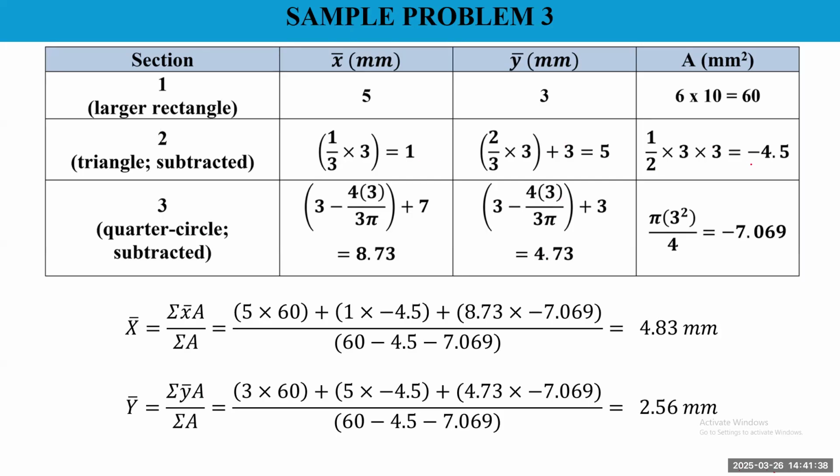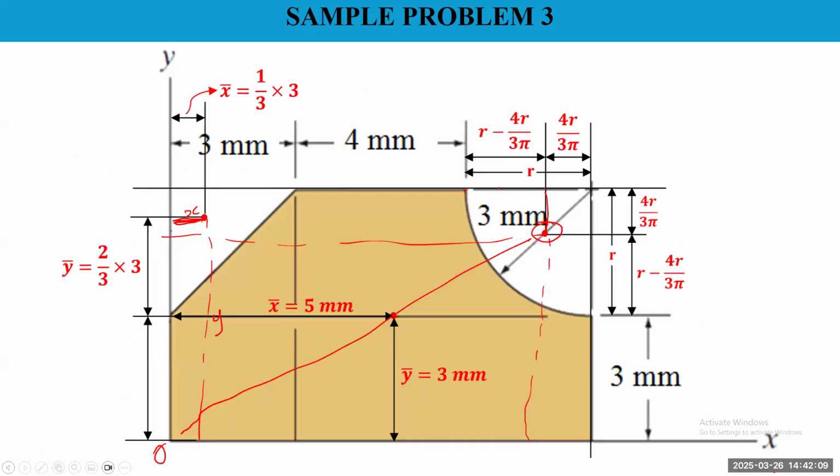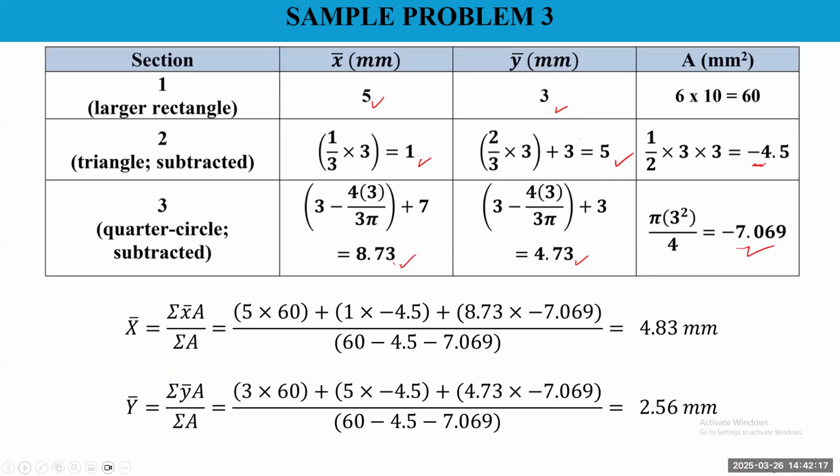For this one, it was what? Minus. Yeah, that is minus because it's other. And for this one, it's pi r squared divided by 4, so you get that. Your y bar for these two, so for the triangle, we said it was 1 and 5, right? 1 and 5, remember? This one was 5 and 3, and this one was 8.73, and this was 4.73. Remember, those are what we got around here. I didn't write them down. I thought I wrote them down. Yeah, I told you them, but I didn't write them down. All right.